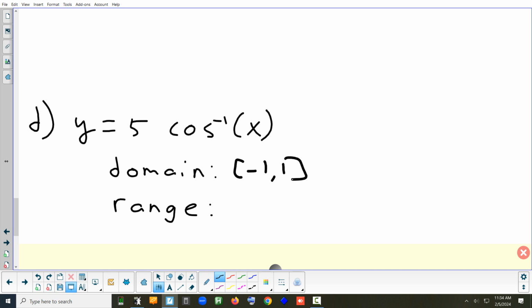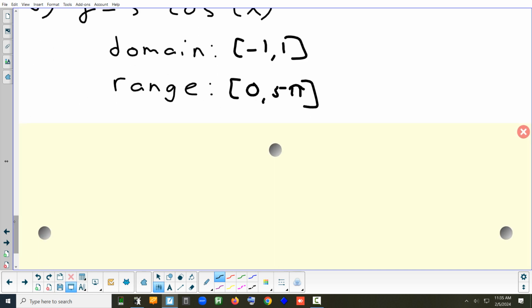Now be careful, we're doing inverse cosine. What's my range for inverse cosine? 0 to pi. If you stretch that 5 times as much, what would it be? 0 to 5 pi. So with 0 to pi, it stretches 5 times as much. Any question on the domain or range for that? Okay.